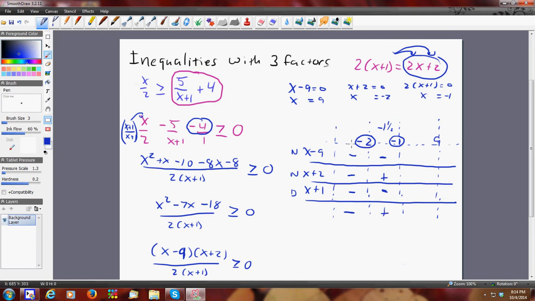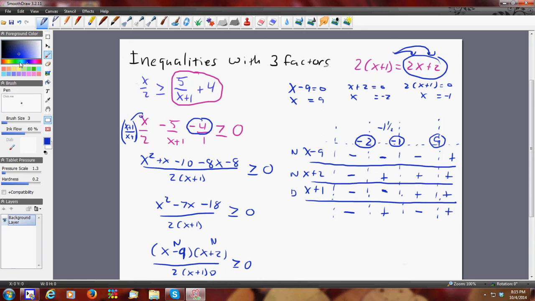And if you're wondering what on earth I'm talking about, I want to just reiterate, this is my numerator, denominator. Now I'm going to pick a value between negative 1 and 9, and I always pick 0 because that's the easiest. So this can be negative, positive, positive. Negative times a positive is negative. Divide by a positive keeps it negative. And now a value greater than 9, how about 10? Positive, positive, positive. That's going to be positive.